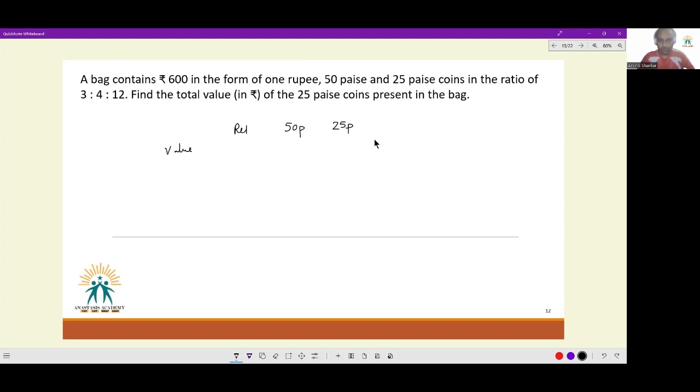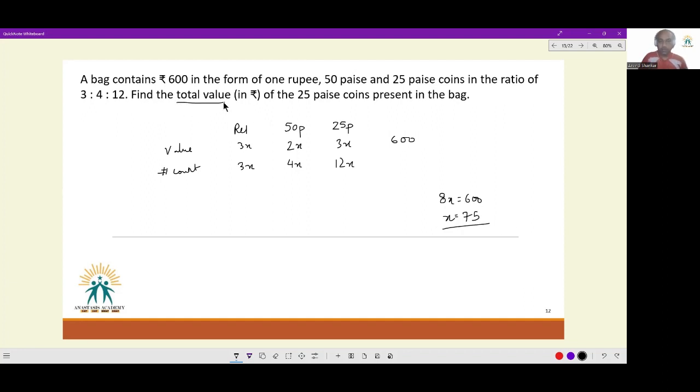Value-wise, I don't know what it is, but total is 600. But count-wise, I know this is 3x, this is 4x, this is 12x. So value-wise, 3x, this is 2x. You have 4x coins of 50 paise, you have 2x rupees. Or if you have 12x coins of 25 paise, you have 3x rupees divided by 4. Now it becomes easier to handle. 8x is equal to 600, or x is equal to 75.